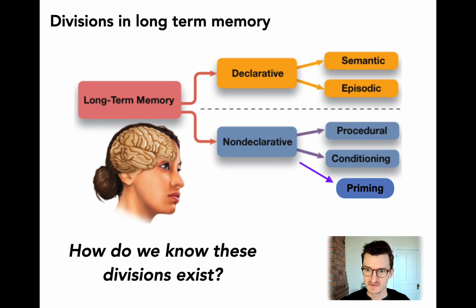We'll talk a bit about each of these in turn, and we'll look at why we think these divisions exist. Most of the reasoning here is based on neuropsychological cases, and we'll discuss some of those cases, but we also see evidence from functional magnetic resonance imaging studies that different types of long-term memories activate different brain areas. So we'll start by talking about declarative memory systems, semantic versus episodic.